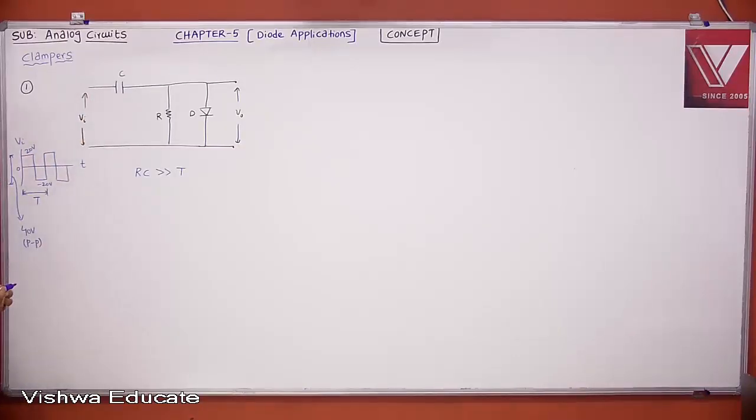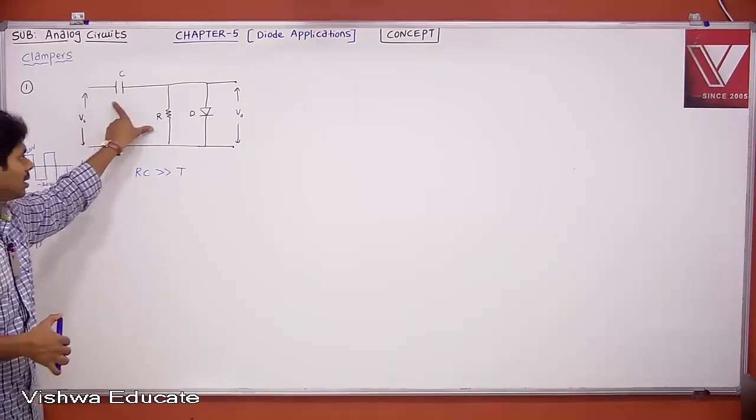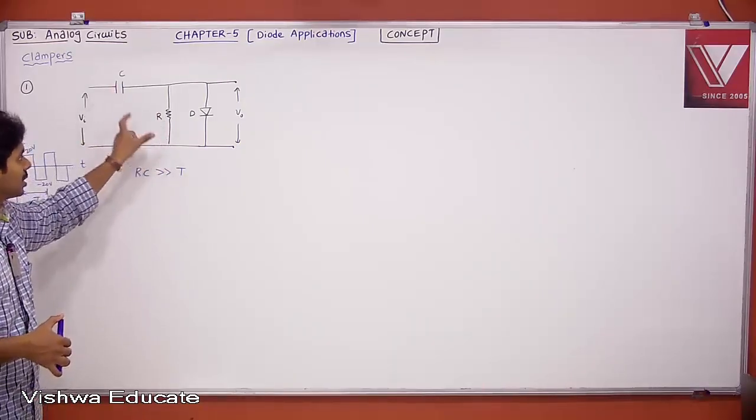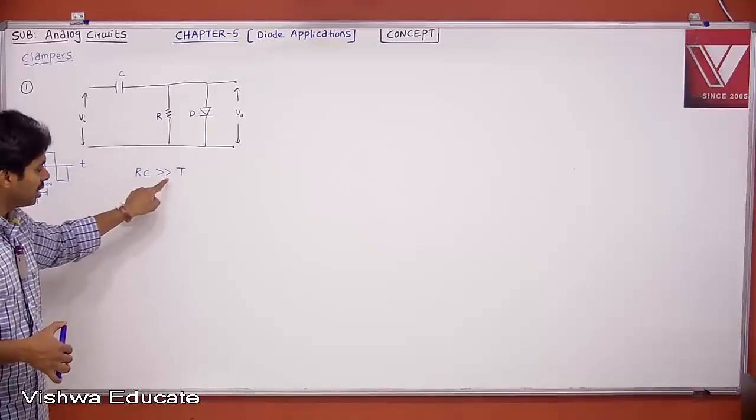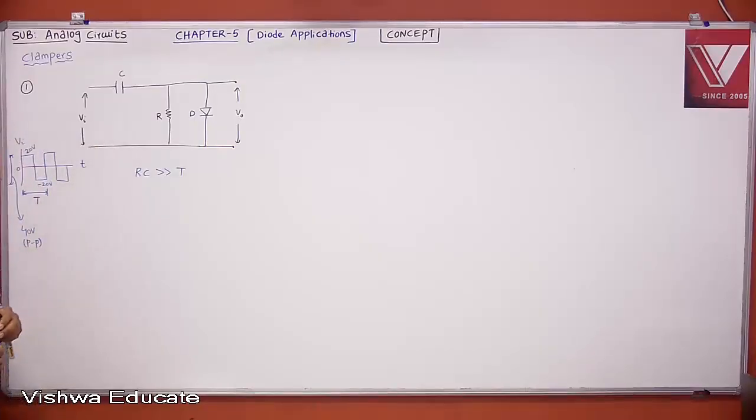The meaning of that is the capacitor will not charge, or your capacitor will not discharge. Okay. Now, for this we want to find what is V0. The condition is that the time constant RC is very much greater than the time T or T by 2. Now, let's see what is your output.